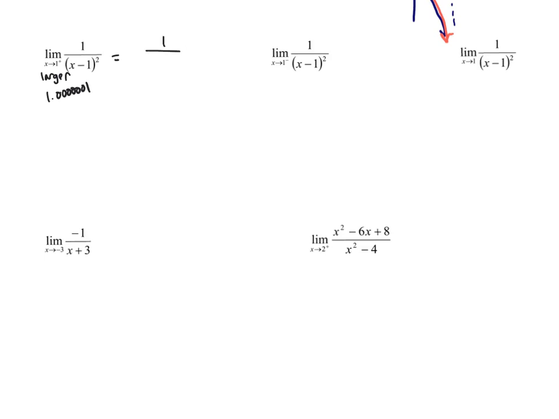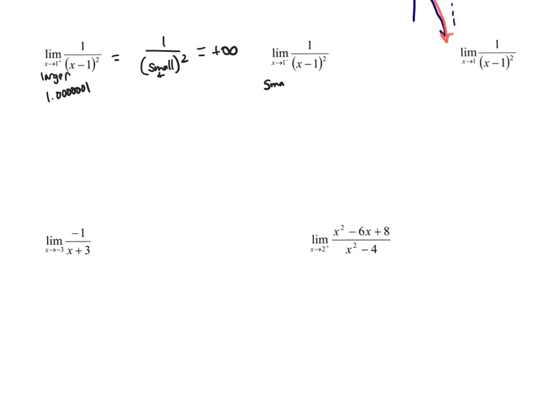So I'm thinking 1 over a super small number squared. Now a super small number squared is actually even smaller as long as it's less than 1. So this is going to be positive infinity. But this was a small positive squared, still positive infinity.